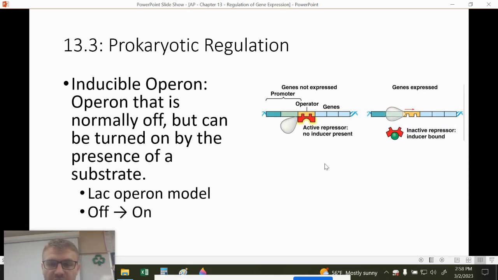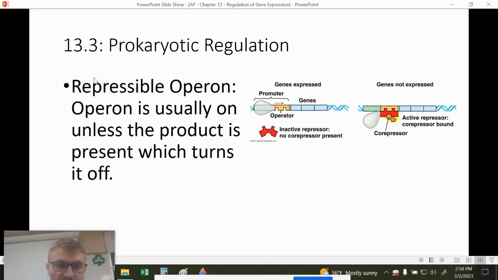Now, we have two different types of these operons. This is called an induced operon. This is an operon that's normally off but can be activated when there is a presence of certain substrates. This is the lac operon, where it's usually off, but then it can be activated once we have certain substrates.